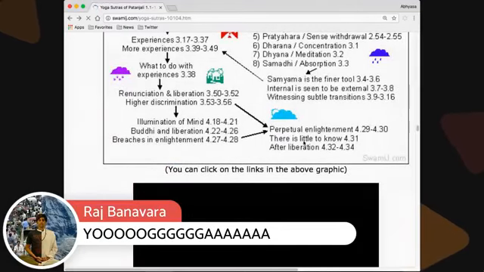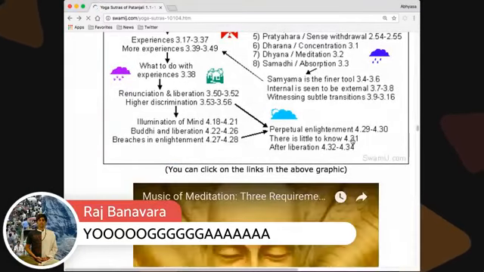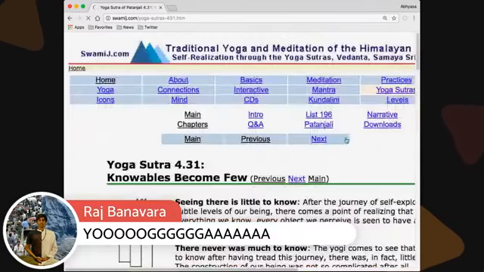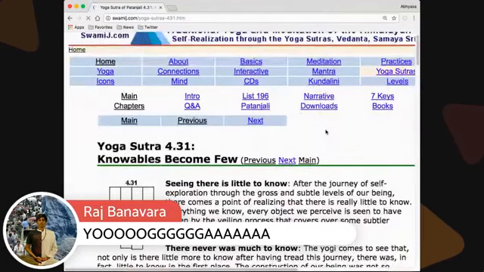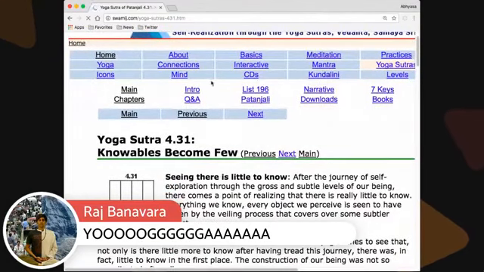And so there is little to know. There is little to know. We talked about that last time we were together. The knowables become few, Sutra 31 of chapter 4. We eventually come to see that.